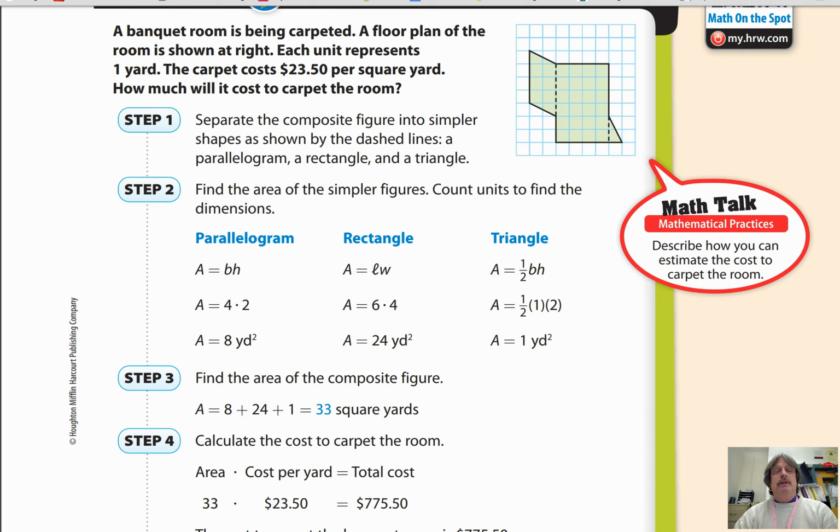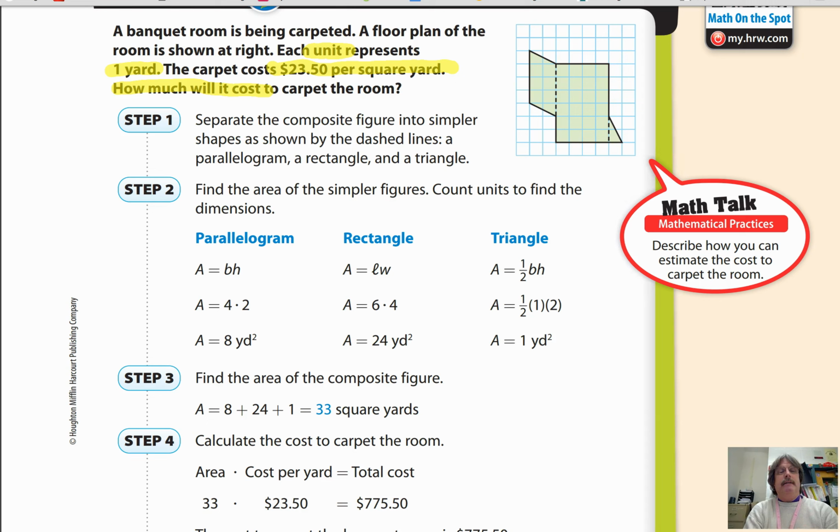Here in example 2, they give us a banquet room is being carpeted. A floor plan of the room is shown at the right, so over here. Each unit, so they're talking about the grid, represents 1 square yard. It doesn't say square, but that's what it is. The carpet costs $23.50 per square yard. How much will it cost to carpet the room?